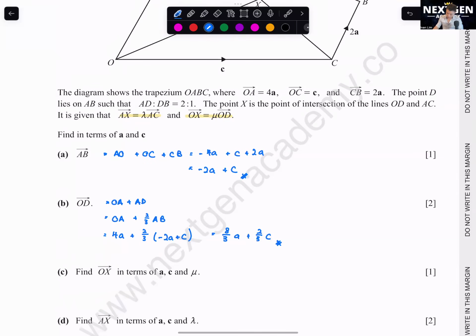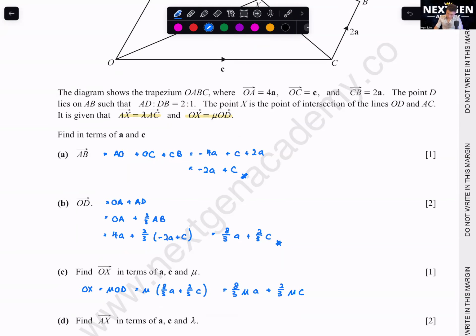Okay, the next one. OX in terms of AC and mu. They gave us in the question here, OX is mu OD. We just found OD, so we write down OX is mu OD, mu times 8 over 3A plus 2 over 3C, which will get 8 over 3 mu A plus 2 over 3 mu C.